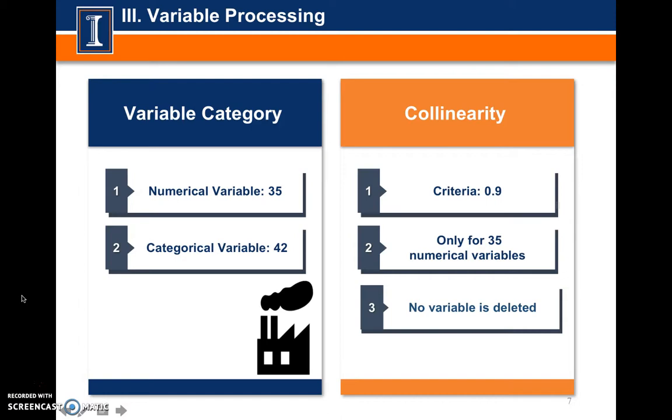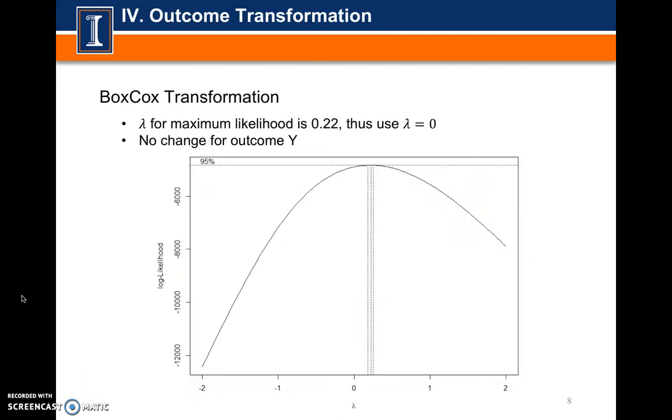Then we start to do the model selection. We do the variable processing first. We check the collinearity for our 35 numerical variables using the criterion of 0.9, and in this case, no variable is deleted. After that, we do the transformation of our outcome by Box-Cox transformation. The lambda for the maximum likelihood is 0.22, thus we use lambda equal to 0 in our case. That is, no change for the outcome is needed.